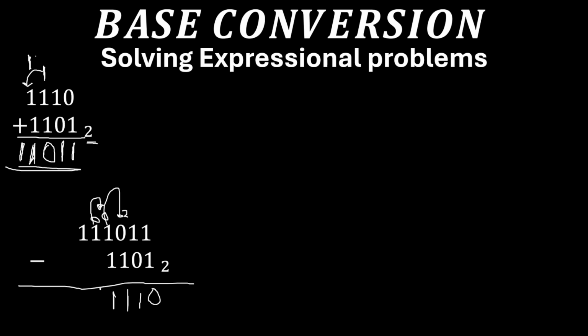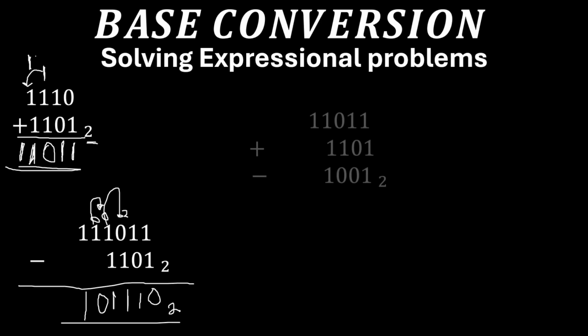So 0 minus 0, we have nothing. So what is here is 1. Okay, that is that for that. So this is our answer in base 2: 1, 0, 1, 1, 1, 0 in base 2.